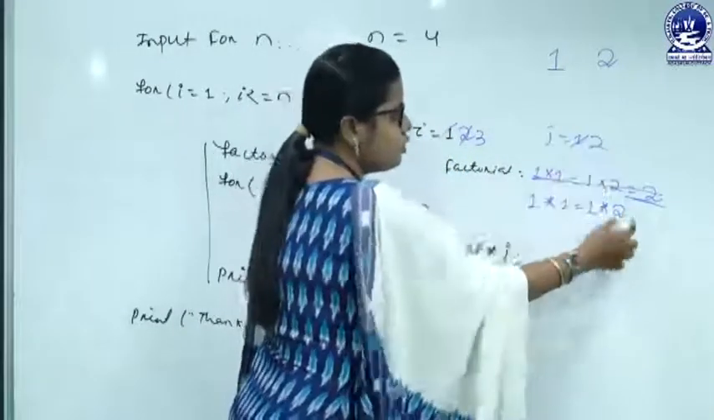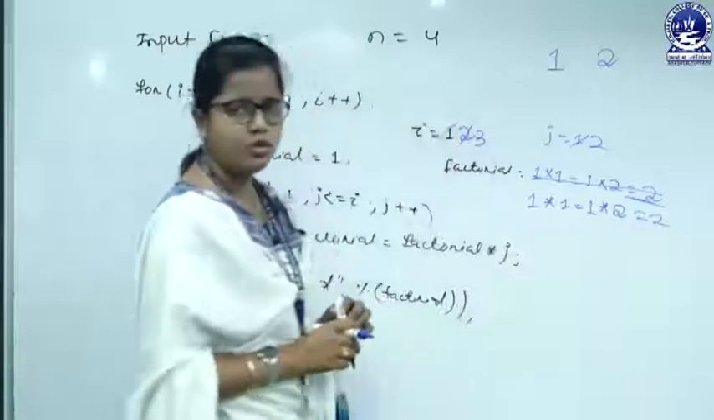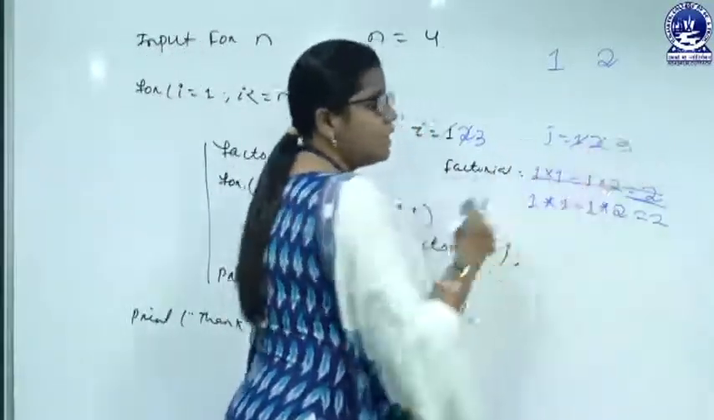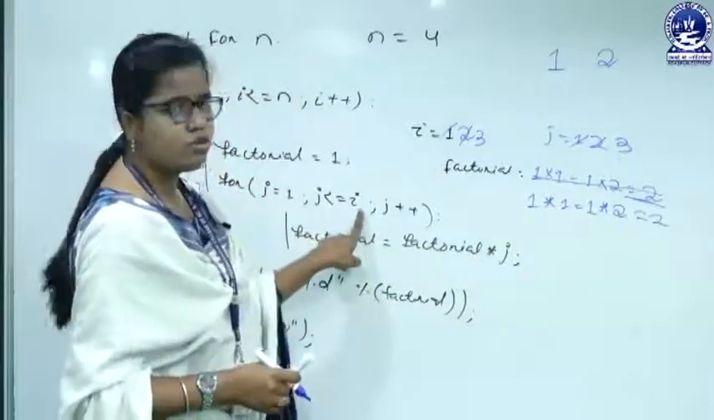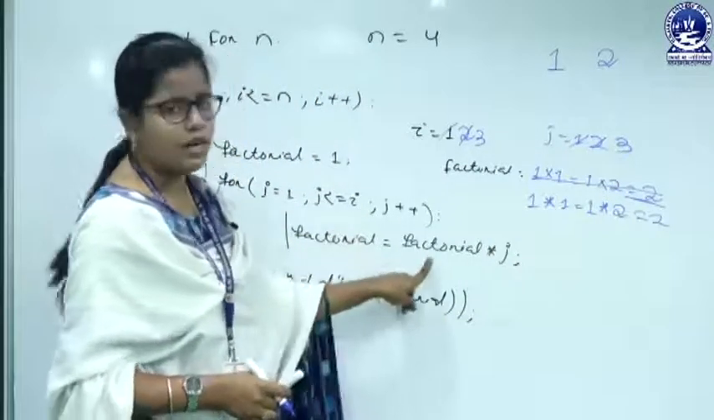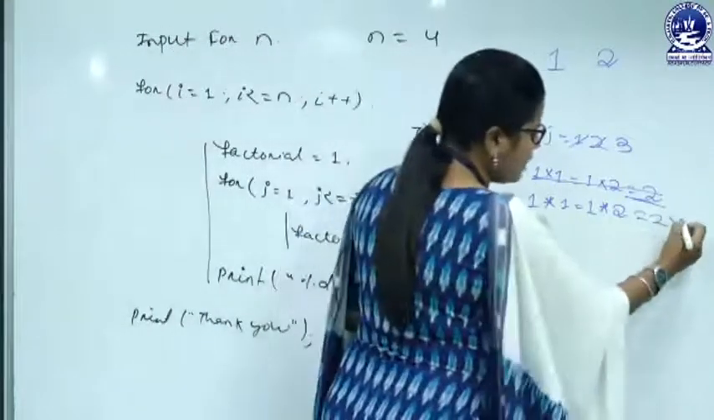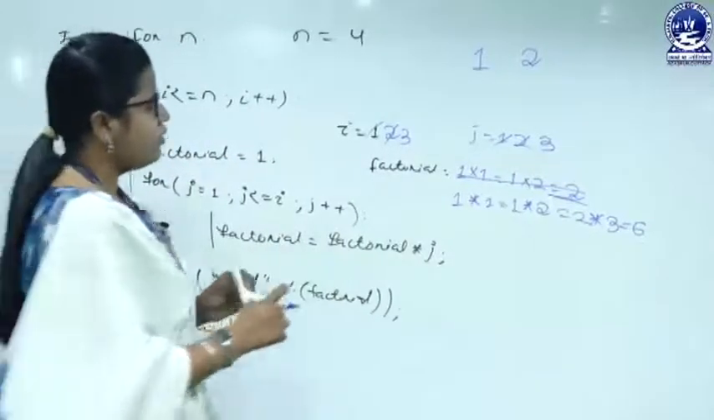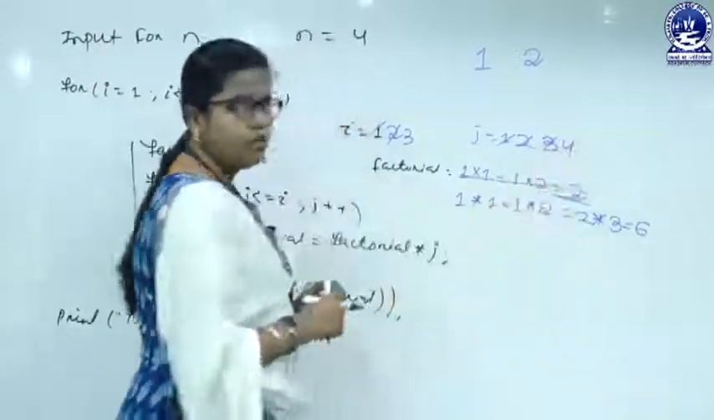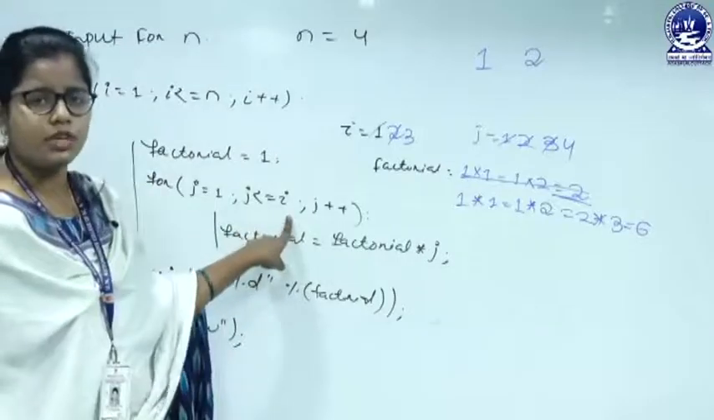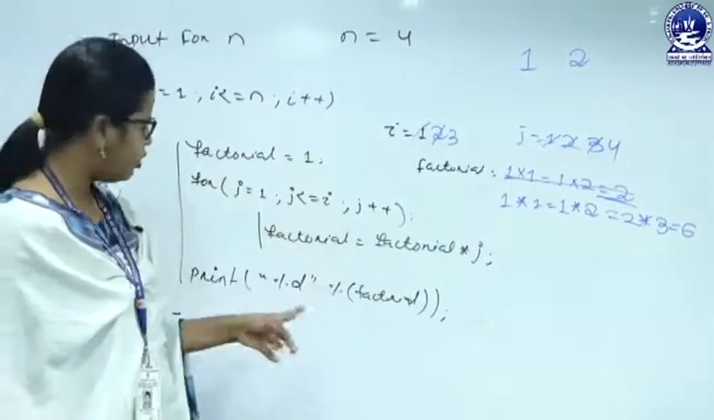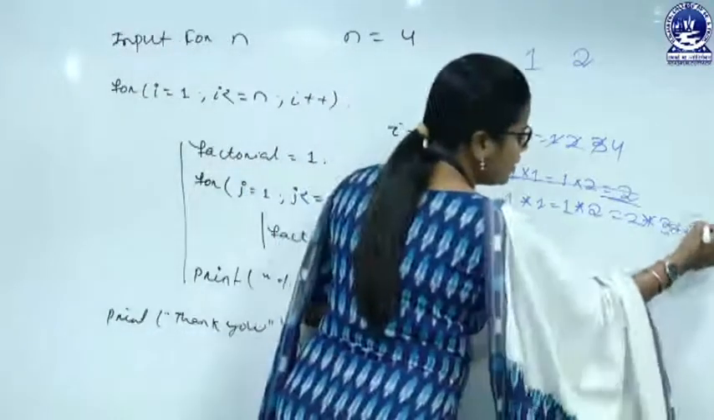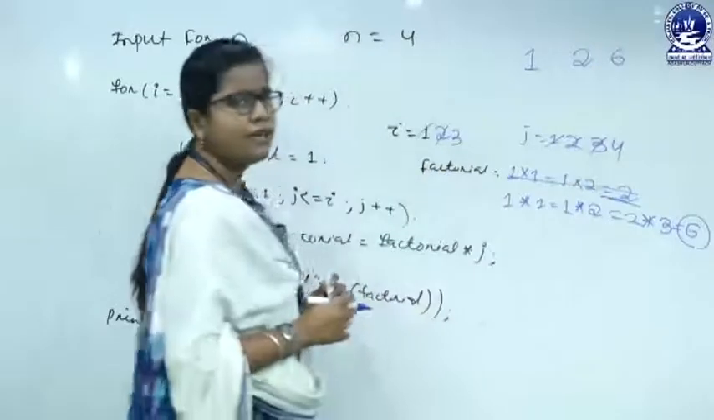j value is what? 2. So 1 into 2 is what? 2. Then j value will get modified. So what is that now? 3. 3 is less than or equal to 3. True. Then we will go for calculating factorial. So 2 into 3, so that is 6. Then j value will get modified and it will be 4. So 4 is less than or equal to 3, condition false. We will go out of the loop here. So percentage d factorial. So now what is the factorial value? That is 6. So 6 will be printed here.